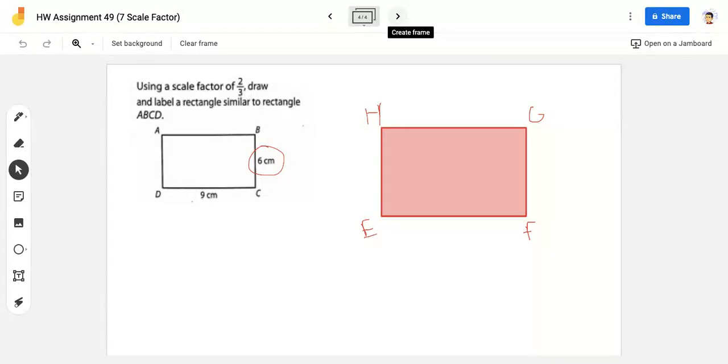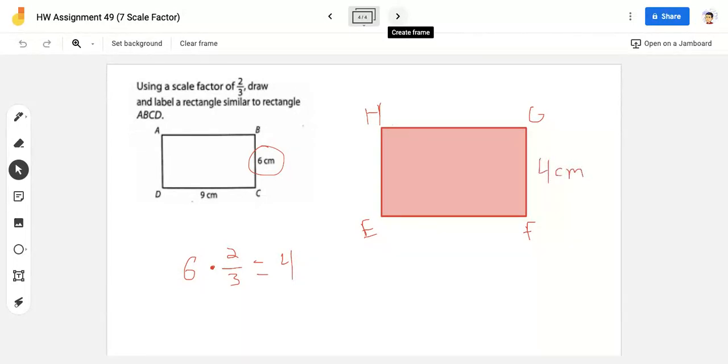So they're giving us the scale factor. If the scale factor is 2/3, then all I'm going to do is take 6 and multiply it by 2/3. Because remember, it's called a scale factor, and what we do with factors is we multiply. So that's going to be equal to 12 over 3, which is equal to 4. So this corresponding side over here is going to be 4 centimeters.